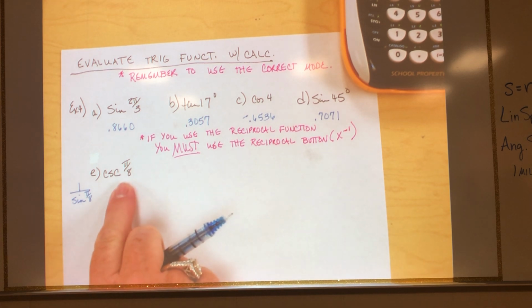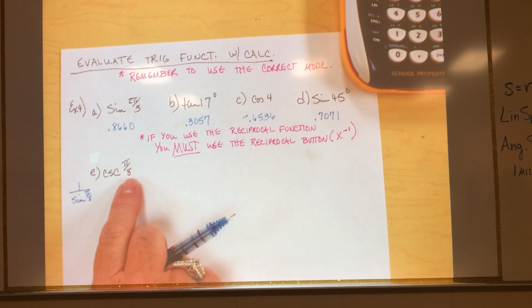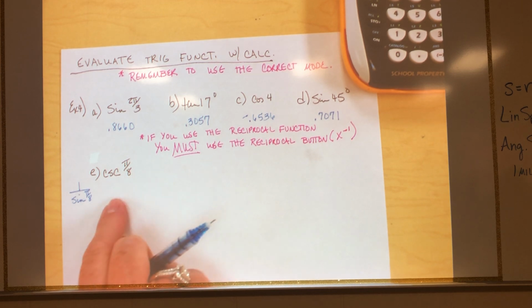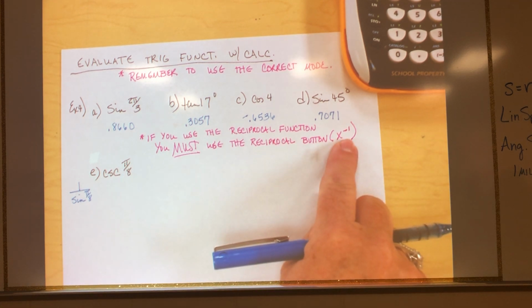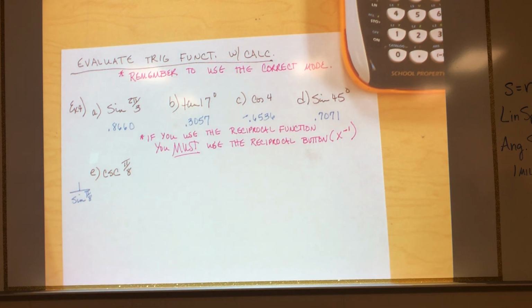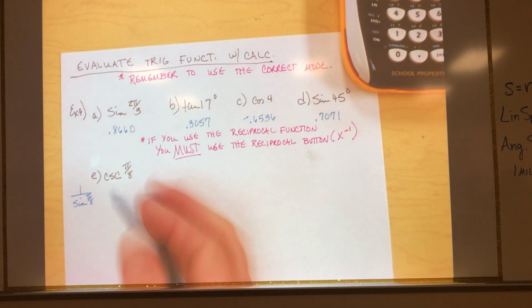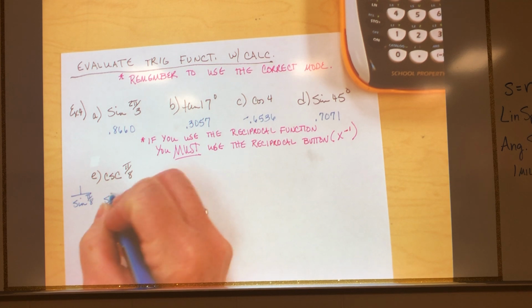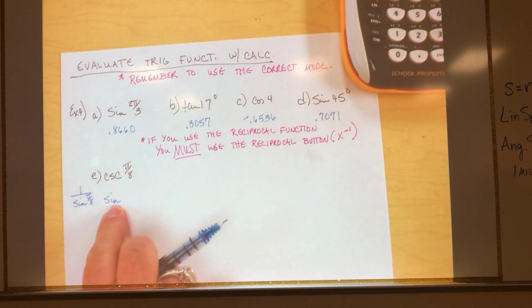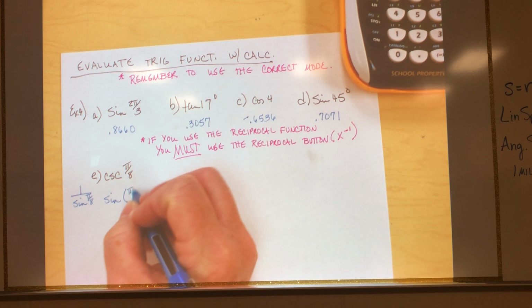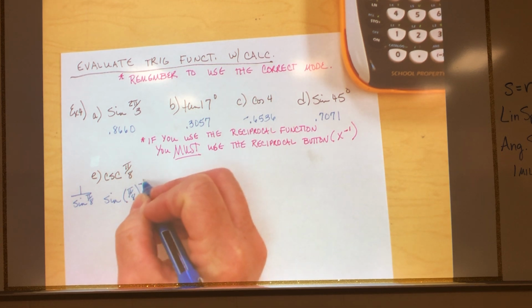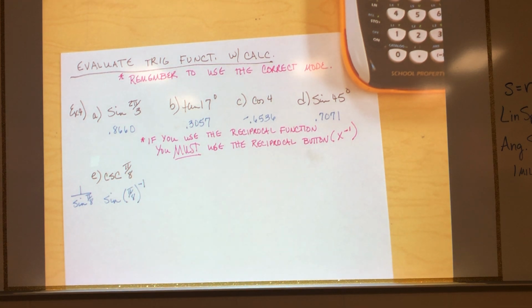What do I have right here, an angle or a side? An angle. People, pi over 8 is an angle. It's in radians, so it's an angle. If it was in degrees, it'd be an angle. So I have an angle, so I'm looking for my side. So my x to the minus 1 is going to be on the outside. So here's what I'm going to do. I'm going to rewrite this as the sine. I'm using the reciprocal function, so I have to use the reciprocal button. I'm looking for a side, so my x to the minus 1 goes on the outside.